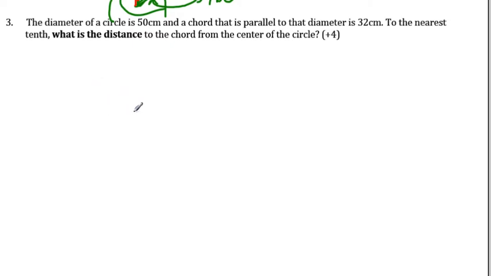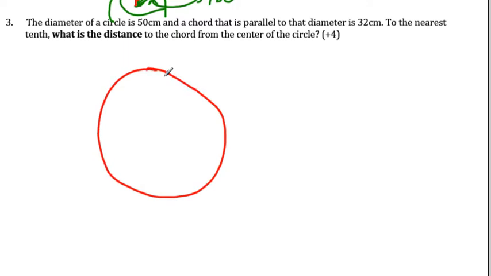Number 3, the diameter of a circle is 50 centimeters. So let's draw the circle. The diameter goes through the middle. And a chord that's parallel to that is 32 centimeters. Look at that, someone hit my circle in. Got to get your circle on here.